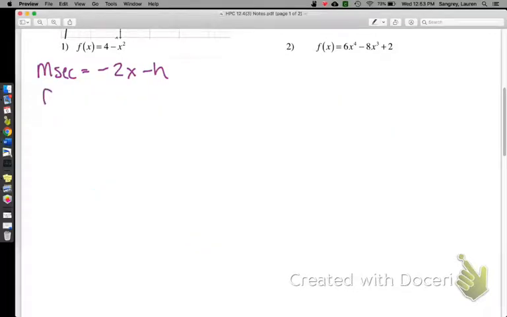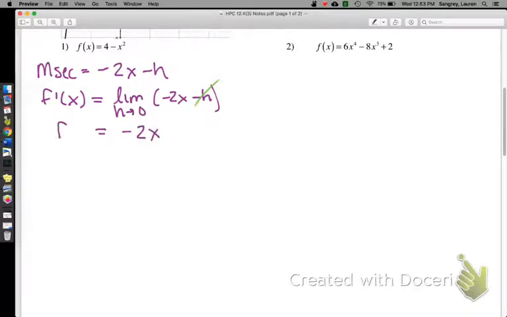All right, next step is to find the derivative. So f prime of x is when we take the limit as h approaches 0 of that slope of the secant. So if h is going to 0, that's gone. So this is just negative 2x. So this is your derivative.